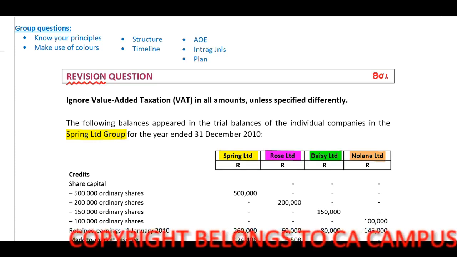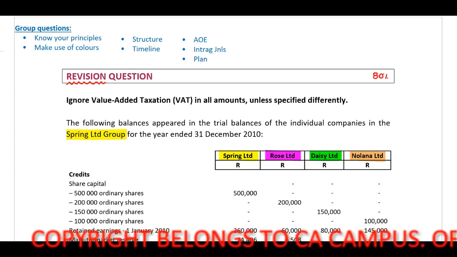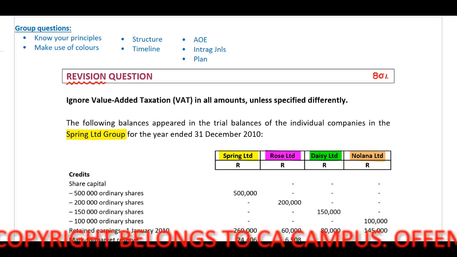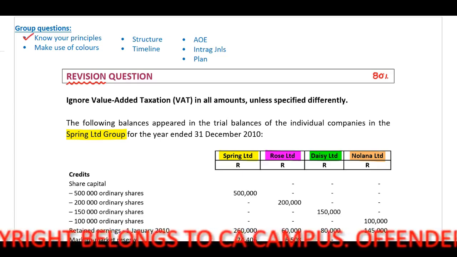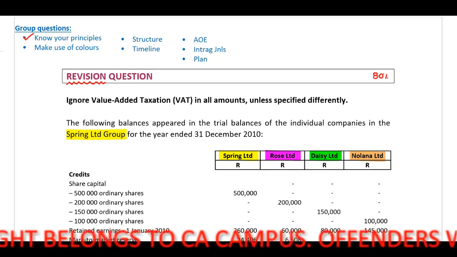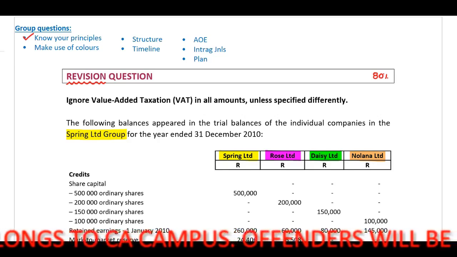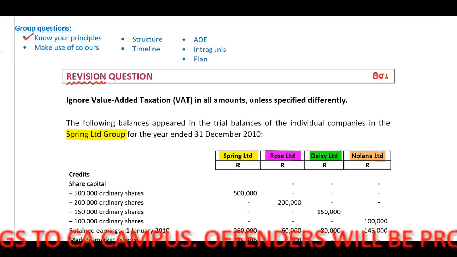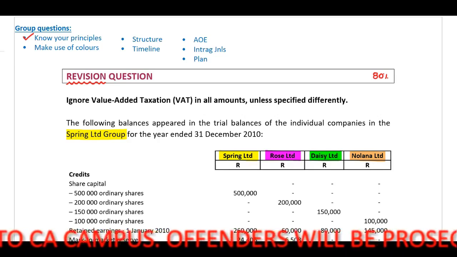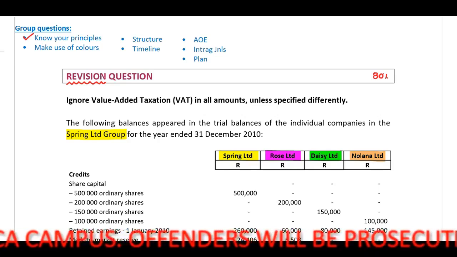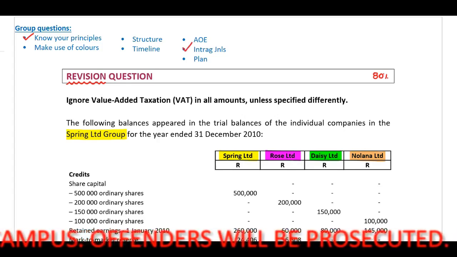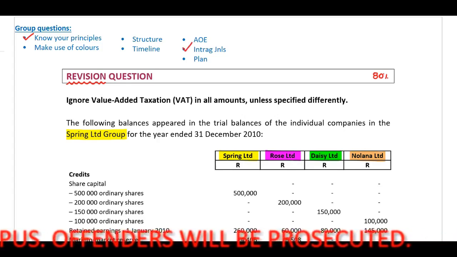Now, I've listed a few important elements when you attempt a group question. The first thing is that you need to know your principles. Now, what do I mean with this? If we look at a subsidiary, you need to know what does it mean to consolidate. When we look at an associate, what does it mean to equity account? And with this, it is extremely important that you know how to account for intragroup transactions.